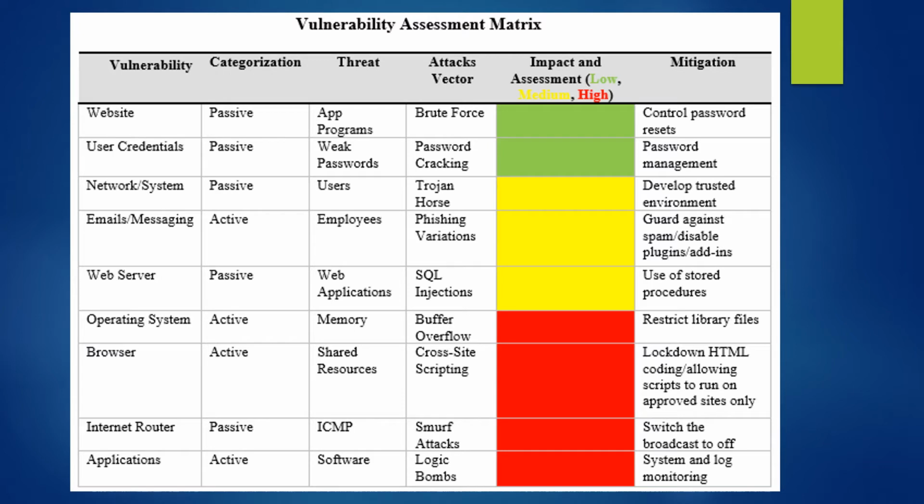As noted by the vulnerability matrix, vulnerabilities have been categorized as passive or active. The corresponding threat is listed in addition to mitigation recommendations. Website and user credentials vulnerabilities are categorized as passive and having low impact. The threats are app programs and weak passwords, with their respective countermeasures being to control password resets and password management. For additional information on assessing the effects of the identified threats, please refer to the Vulnerability Assessment Matrix.